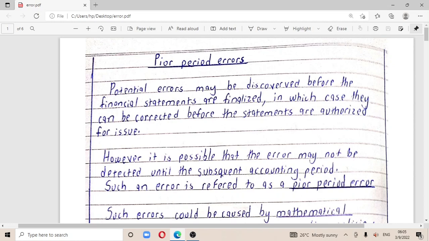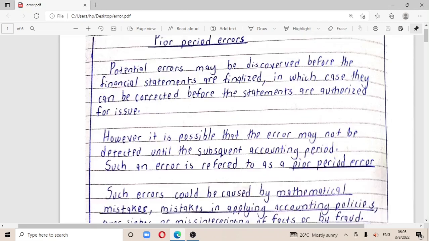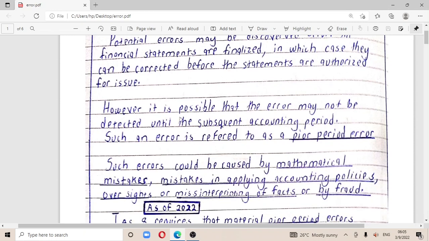So starting off with the prior period errors, potential errors may be discovered before the financial statements are finalized. In which case they can be corrected before the statements are authorized for issue. However, it is possible that the error may not be detected until the subsequent accounting period. Such an error is referred to as a prior period error. So this is what they mean by a prior period error.